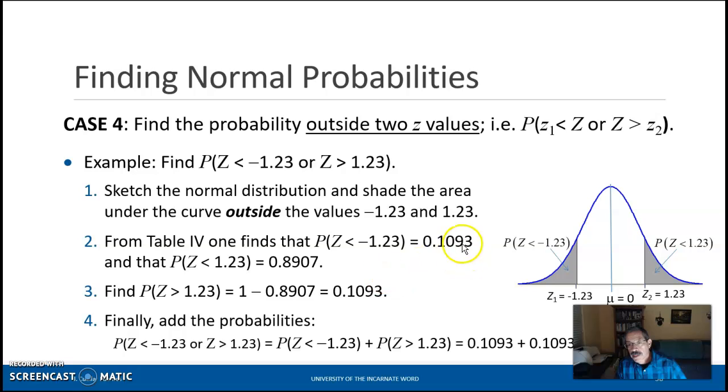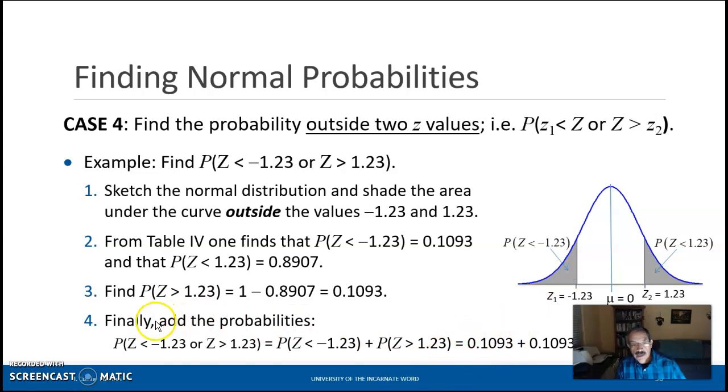And surprise, surprise, they're the same number. Why? Well, because this is z-value 1.23 standard deviations below the mean, and this is 1.23 standard deviations above the mean. And remember, this is a symmetric distribution, so the probability to the left of minus 1.23 is just the probability to the right of 1.23. So really, to answer this question, because we use the same number on the left and on the right, just find one of the probabilities and multiply it by 2.